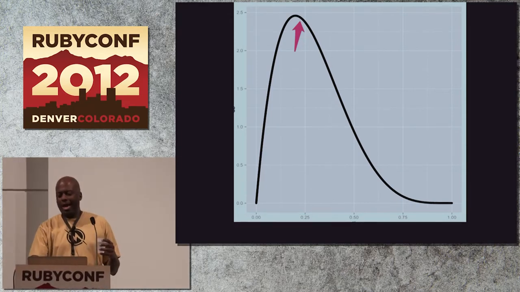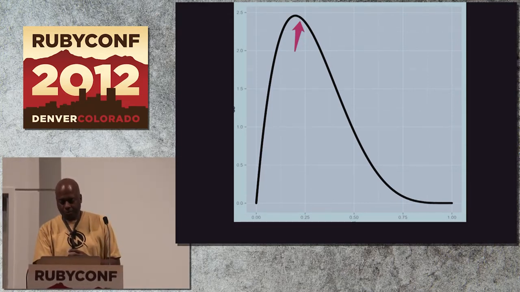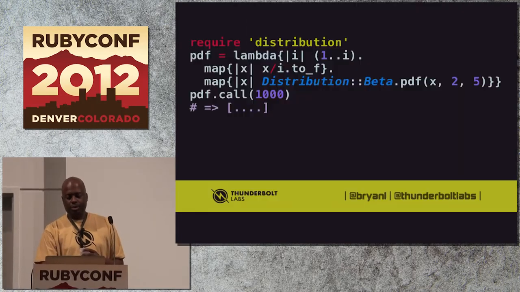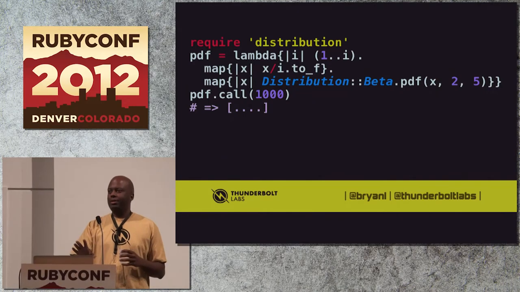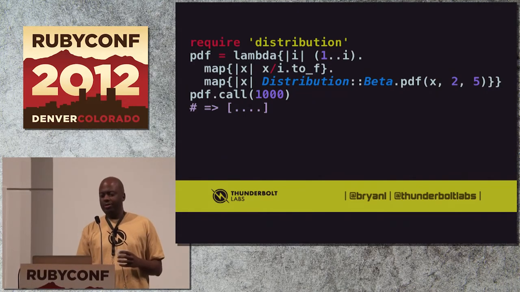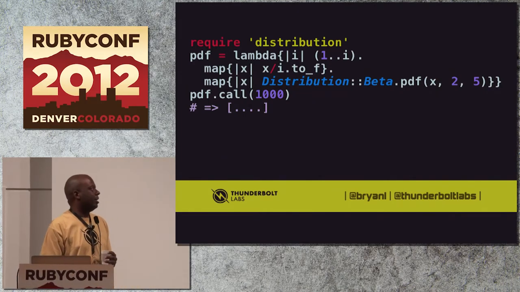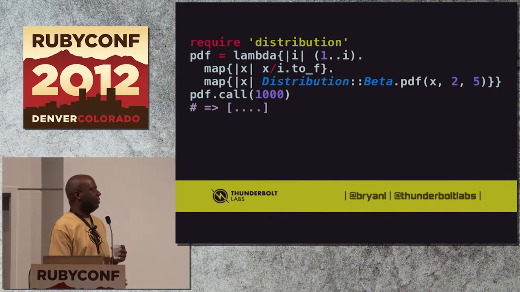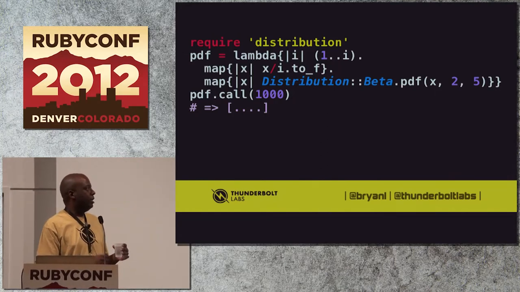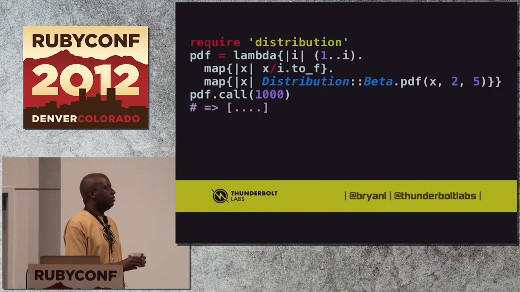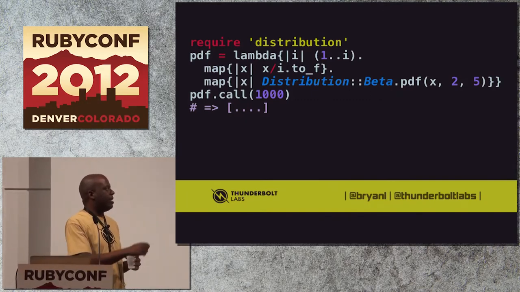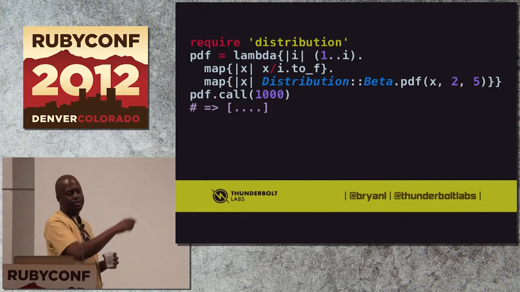So how would we generate a graph like this from Ruby? Let's see, more code. You're going to notice a little thing about this talk is that I put a lot of code in it, and I just like looking at pretty color code. What I'm doing here is generating an array that includes all the values of the distribution, and I'm sampling it 1,000 times.